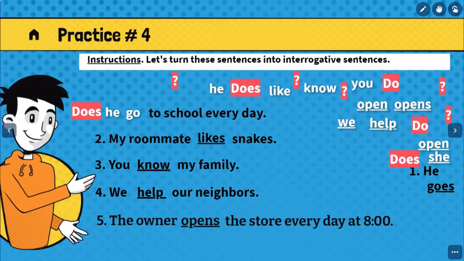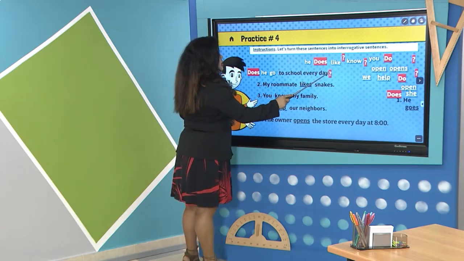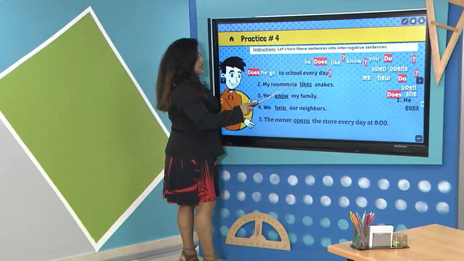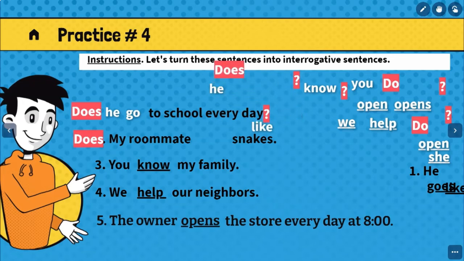Let's see number 2. Something is happening here. Yes, it's missing the question mark. Excellent. My roommate likes snakes. So we have to use the auxiliary. My roommate is third person, so we use does. Does my roommate likes? No. Does my roommate like snakes? Remember, you have to change it into the base form.